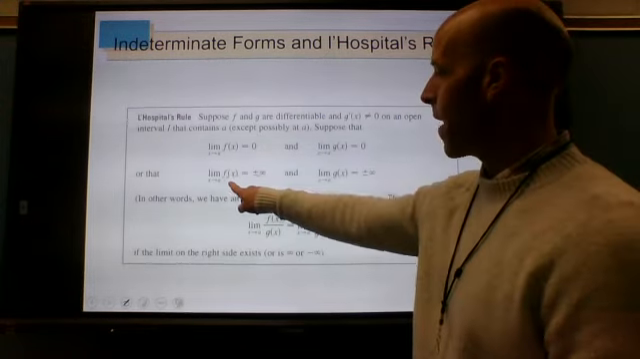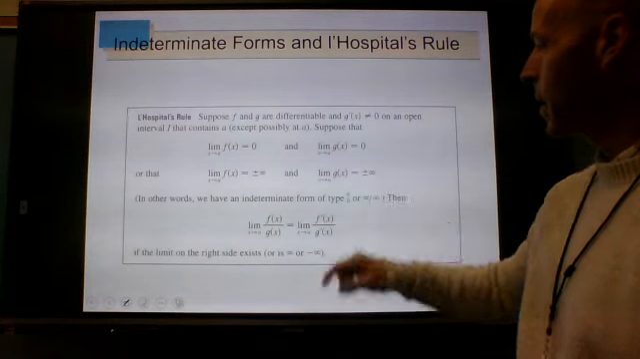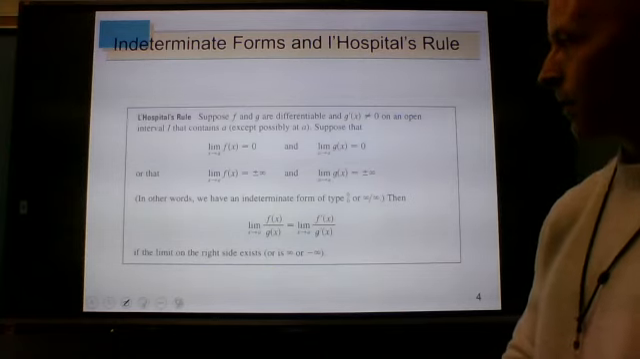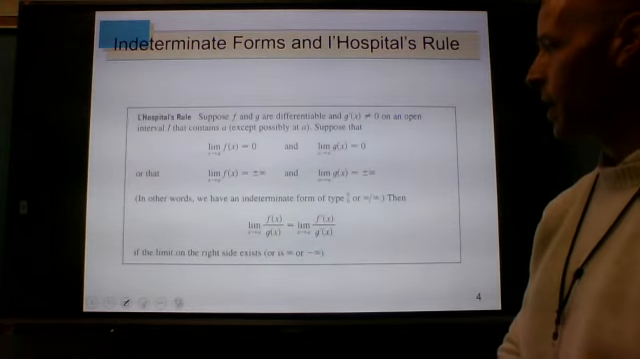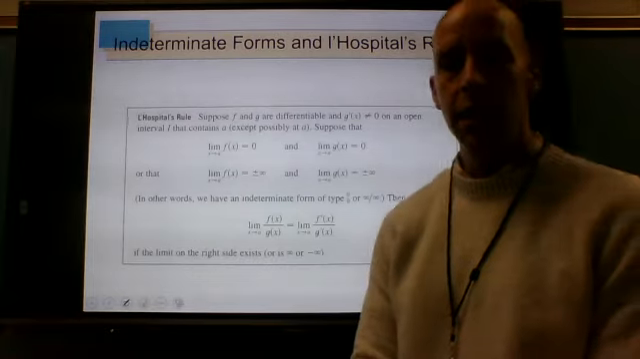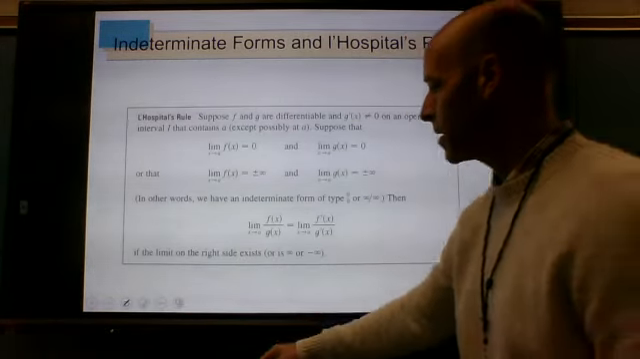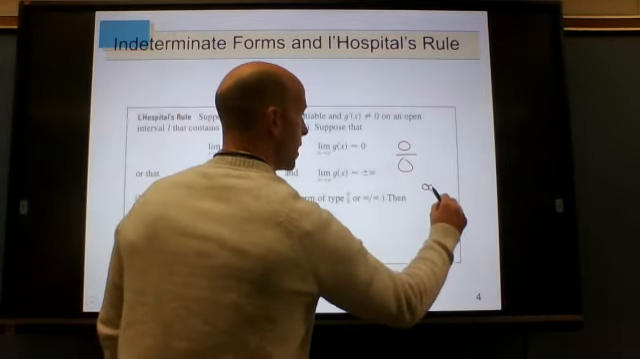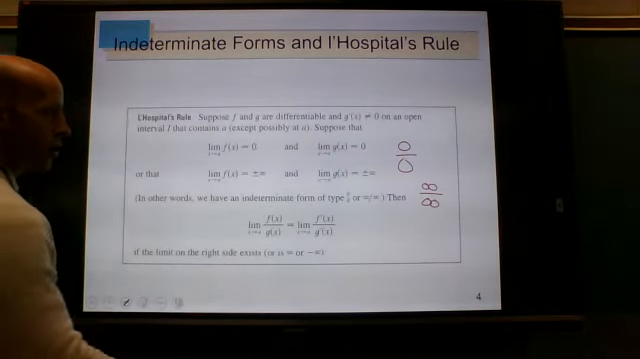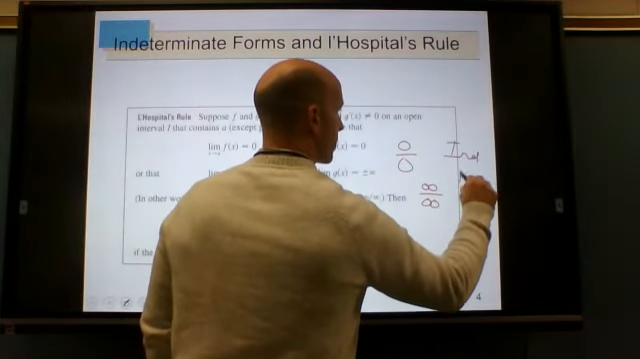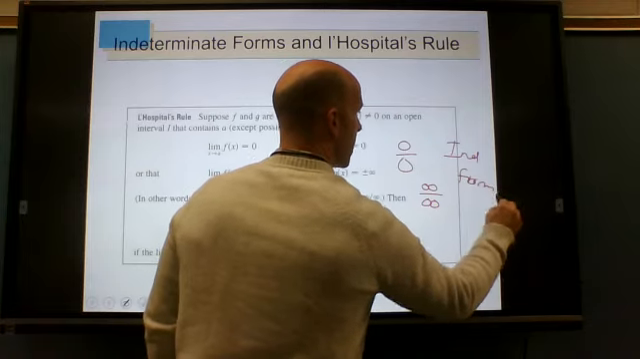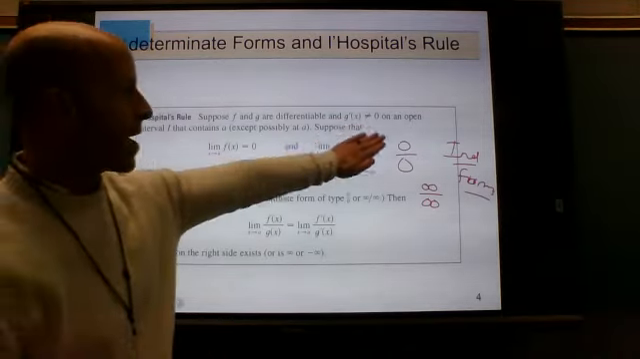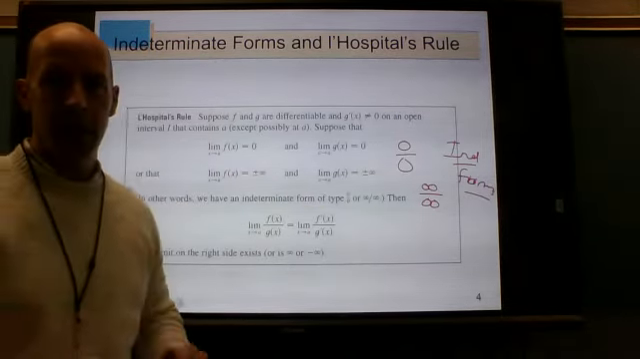Or if the limit of f goes to plus or minus infinity and the limit of g goes to plus or minus infinity, then again, the limit of the quotient of those functions is equal to the limit of the quotient of their derivatives. So the condition for L'Hopital to work is you basically need to end up with 0 divided by 0 or infinity divided by infinity. These are the two indeterminate forms, the basic indeterminate forms, that I would have worked with you last year in terms of Calc AB.